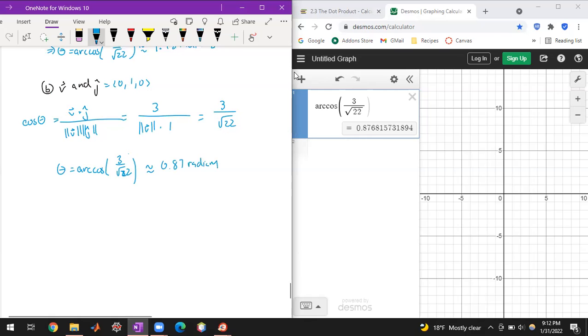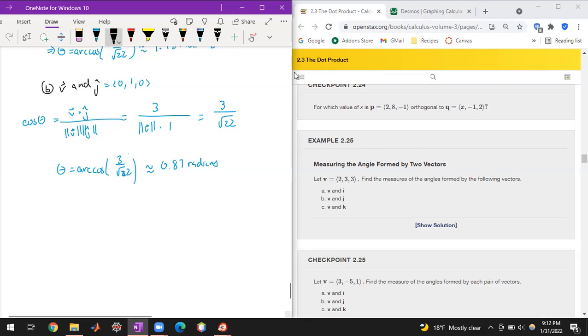And then finally, part C asks us to do this with v and k, where k has components 0, 0, 1. Taking a look once again at the expression for v, the k component for v is 3. So we're actually going to get the same thing as what we got in part B, because our components are the same.